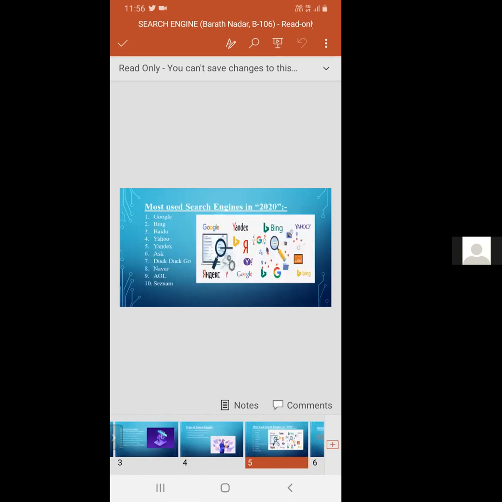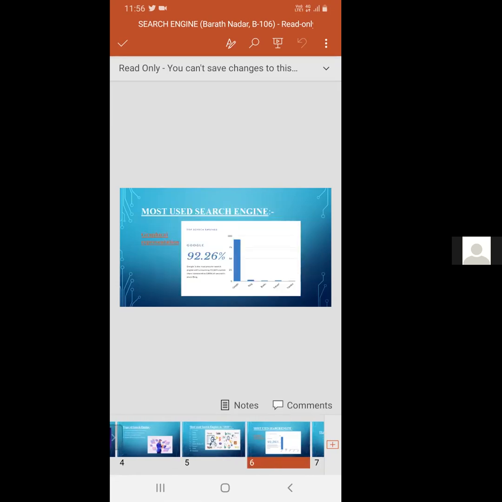The most used search engine in the year 2020. In the present year, Google is the most used search engine and it occupies the largest share of the search engine market. Almost 92.26% of the share is held by Google. Thereafter, Baidu comes, and thereafter Yahoo and other search engines come into the market.